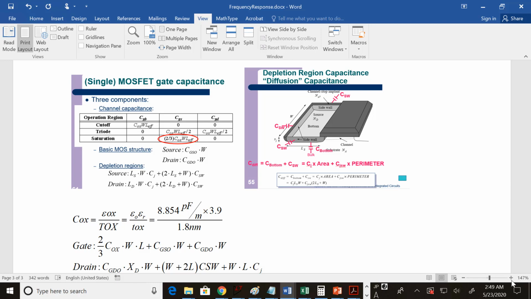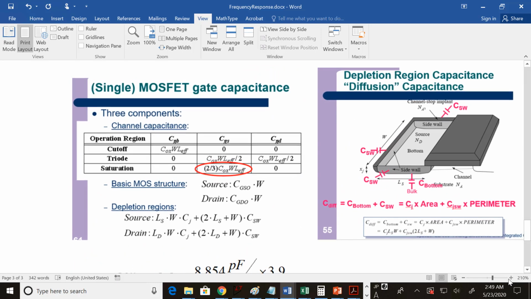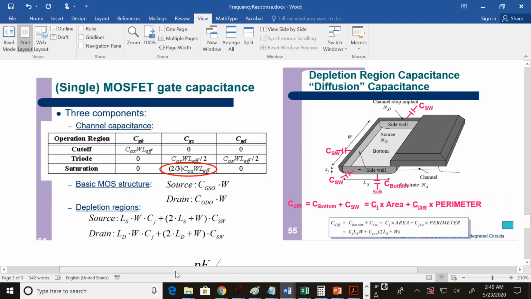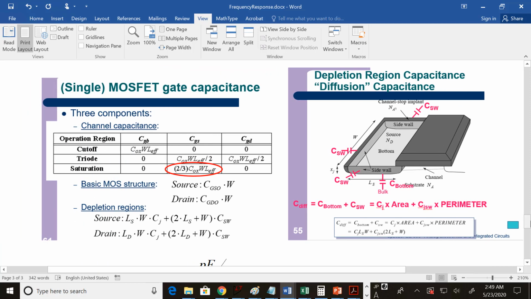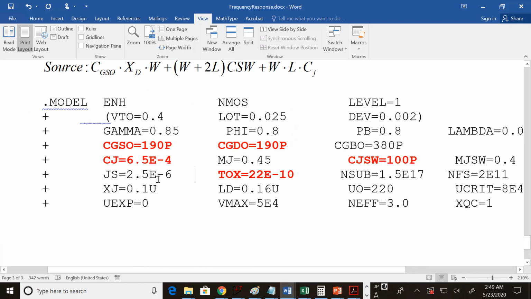and let's zoom in a bit. So here's LS times the width of your gate. That's the area of the bottom, and you multiply that by Cj. And guess where you find Cj? It's in the model file. So you find the area of the bottom of the source and multiply by that.